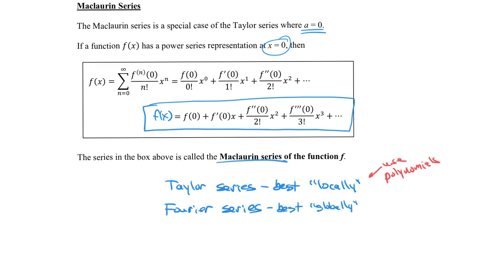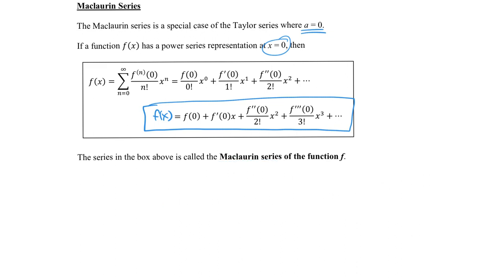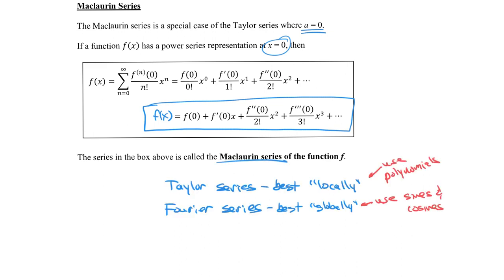Fourier series are used in telecommunications, in places where there are periodic signals. These are definitely more work. They use sines and cosines, and combinations of sines and cosines. They're said to be best globally because they can represent a function on a wide range of values, so you don't have to just zoom in at a spot. And they can even represent digital signals.